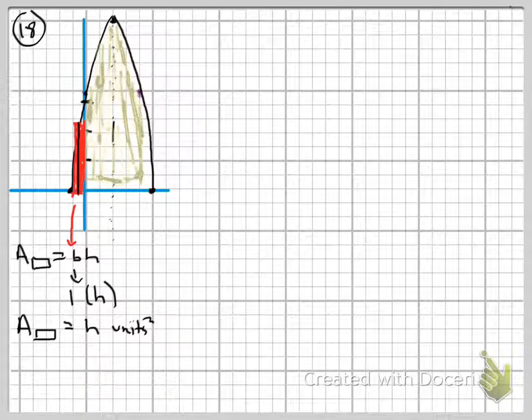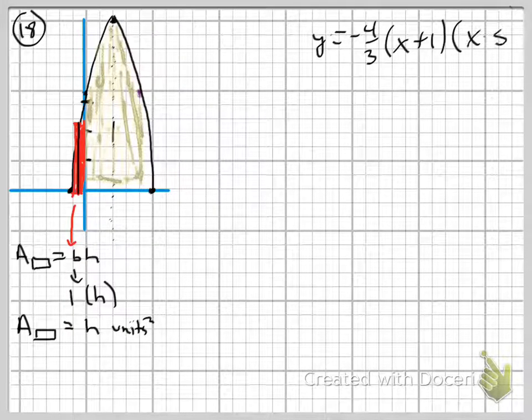So I'm going to go back and I'm going to put this function in the calculator. The function was y equals negative 4/3 times (x plus 1) times (x minus 5). I'm going to put that in my graphing calculator and look at the table. So you can pause right now and do that, and then you can come back.